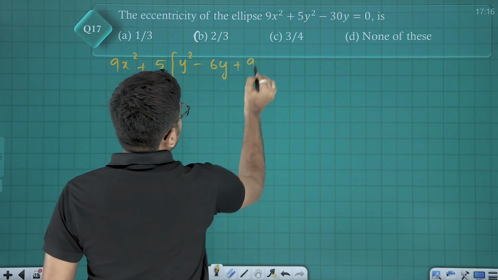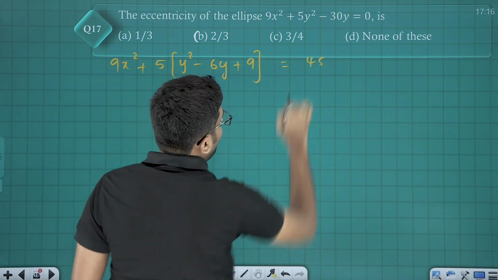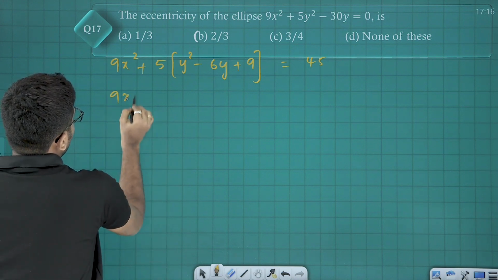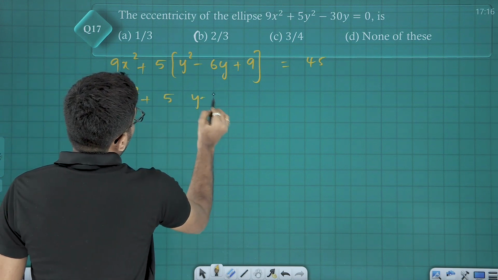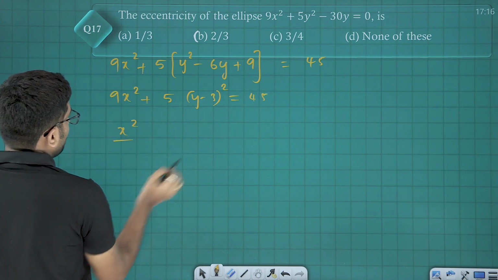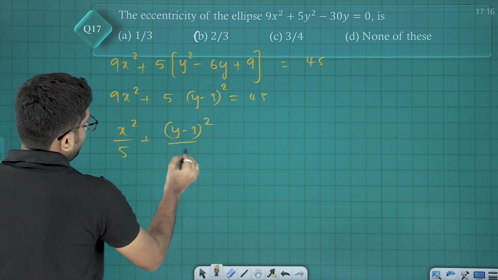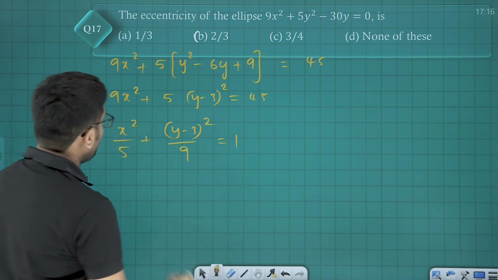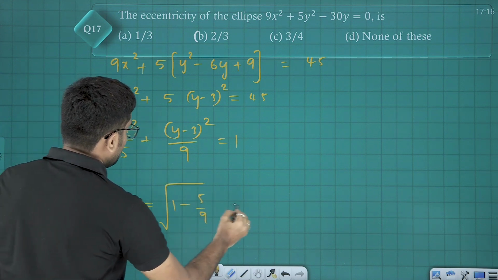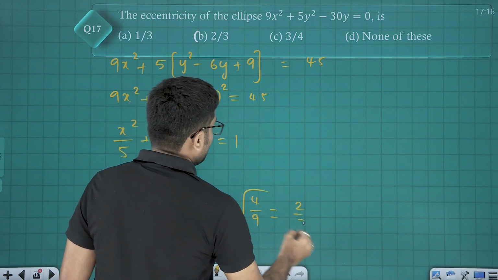So add, how much we added in the left hand side? Now 45 we have added in the left hand side. Add 45 in the right hand side also, because 5 9s are 45. Now clearly this will be 9x square plus 5 into y minus 3 whole square is equal to 45. Divide by 45, x square by 5 plus y minus 3 whole square by 9 is equal to 1. Now eccentricity is nothing but under root 1 minus 5 by 9, 9 minus 5, root 4 by 9, 2 by 3. Option B.